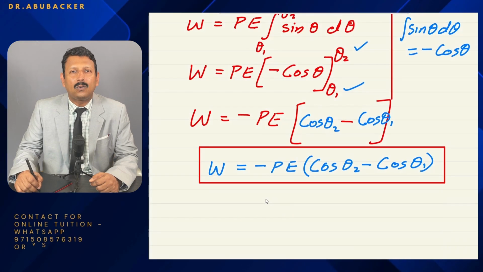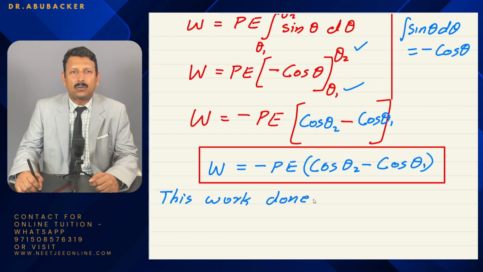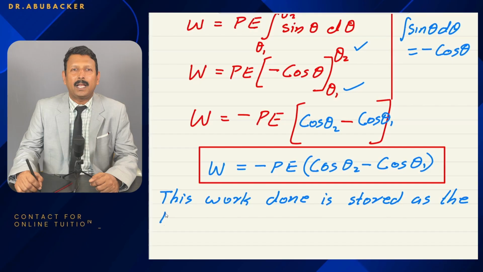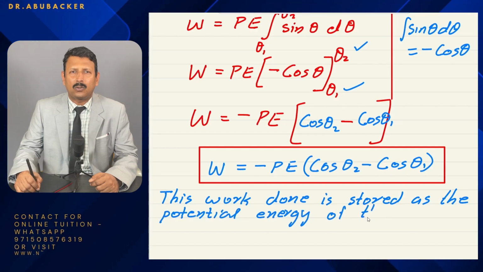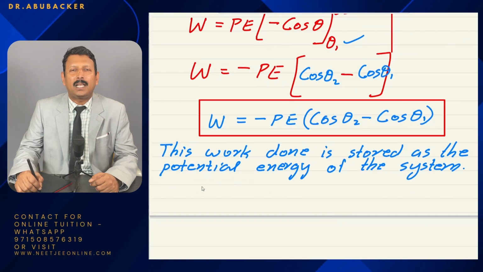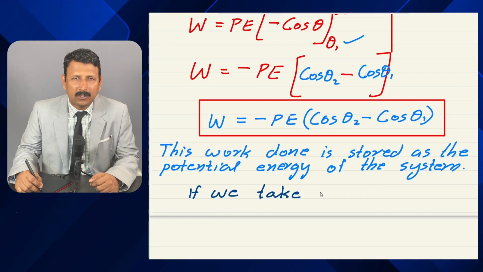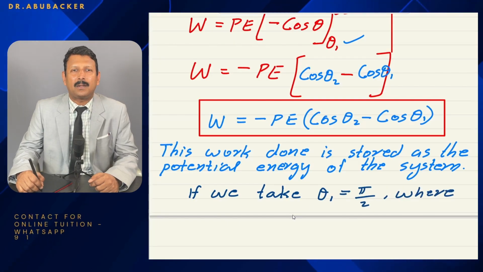You just fill in the data here. Some people present this answer in positive form, that means multiplying the equation by minus 1. Then it will be plus PE, cos theta 1 minus cos theta 2, which you can also write. Both are the same. This work done is stored as the potential energy of the system. This calculated work done is stored as the potential energy of the system.